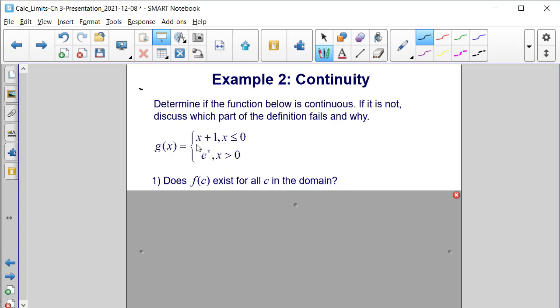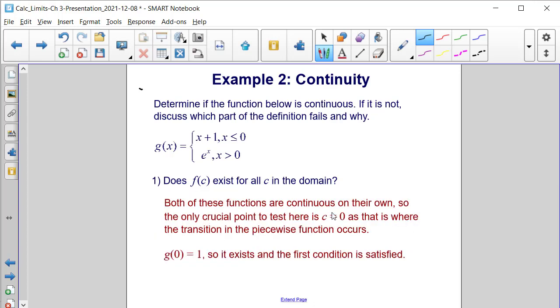Well, we know that the first piece, x plus 1 for x values less than or equal to 0, is continuous. And we also know that e to the x for x values greater than 0 is also continuous. So therefore, it should exist for all c values within the domain. Both of them are continuous on their own. The only critical point here is c equals 0.